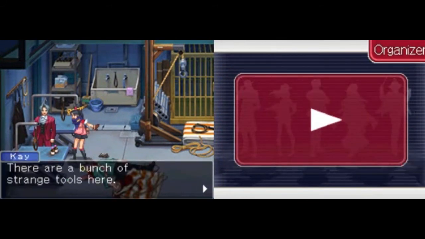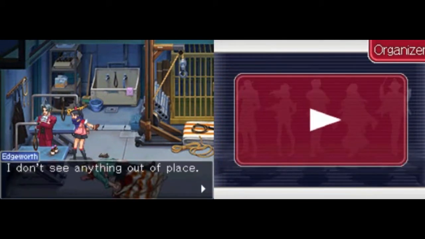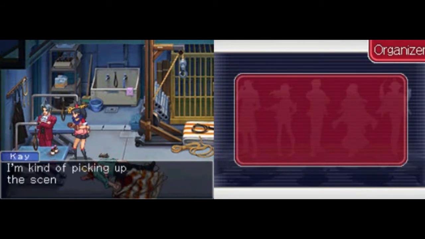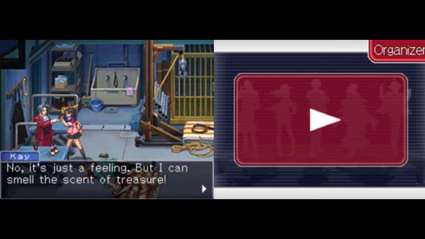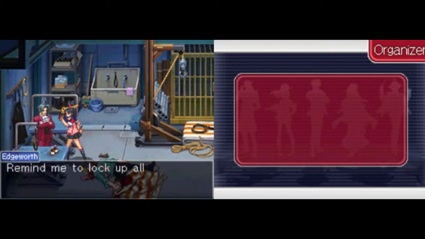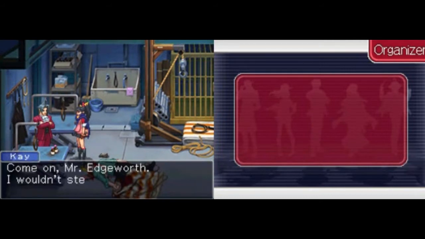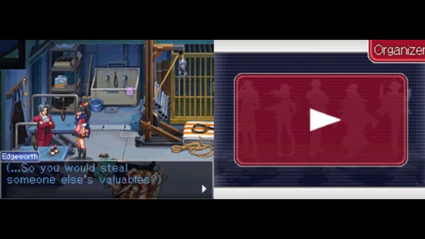There are a bunch of strange tools here. I don't see anything out of place. I'm kind of picking up on the scent of animals. Do you have special smelling abilities or something? No, it's just a feeling, but I can smell the scent of treasure. Remind me to lock up all my valuables in a safe. Come on, Mr. Edgeworth. I want to steal your valuables. So you would steal somebody else's valuables.